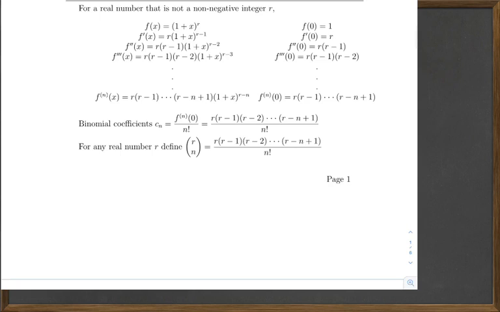f of 0 is going to be 1. The first derivative of this function is going to be r times (1 plus x) to the r minus 1. So the first derivative evaluated at 0 is r. The second derivative is going to be r times (r minus 1) times (1 plus x) to the r minus 2.